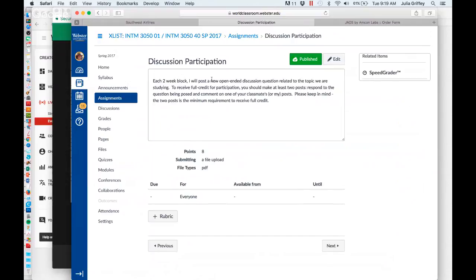Actually, it just says each 2-week block I will post an open-ended discussion question related to the topic. To receive full credit for participation, you should make at least 2 posts: respond to the question being posed, and comment on one of your classmates' or my posts.